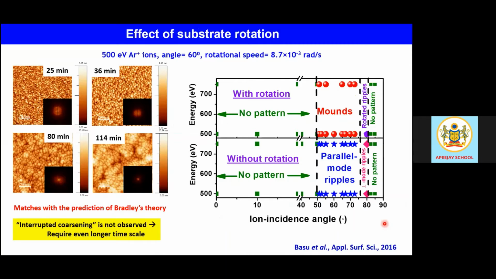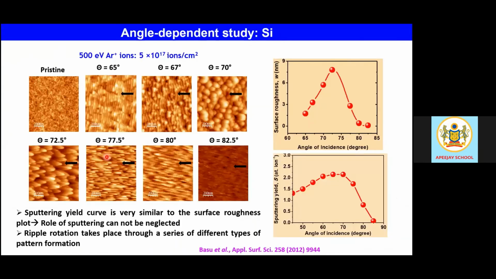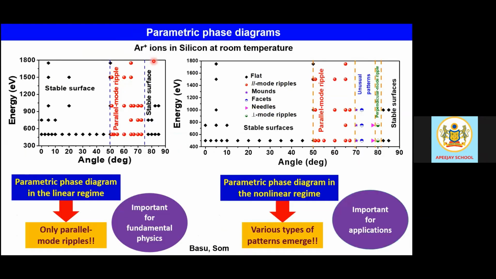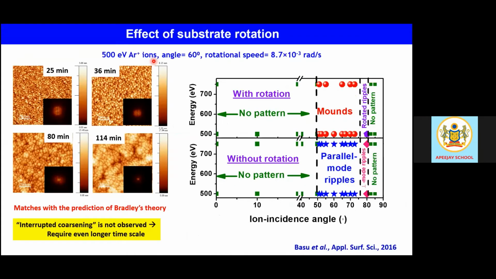Now, another interesting story here. You see the same ion fluence at 60 degree angle of incidence and beyond. What I mean is that ion fluence is varying, as I told you. This is 114 minutes, which corresponds to 2 times higher fluence than this. Roughly 1 into 10 to the power 18 ions per square centimeter was the ion fluence, and you can scale it down all the way up to here.